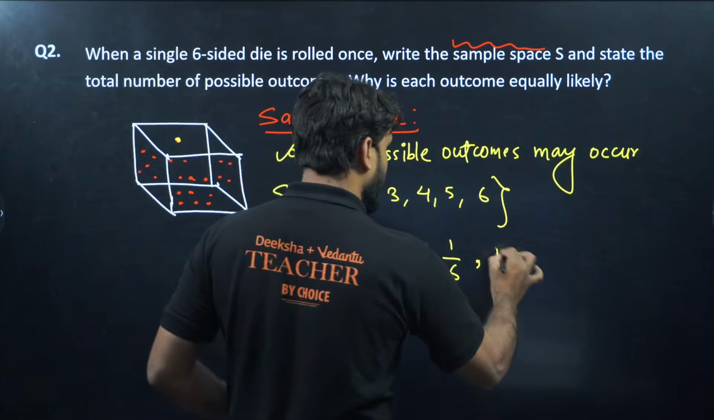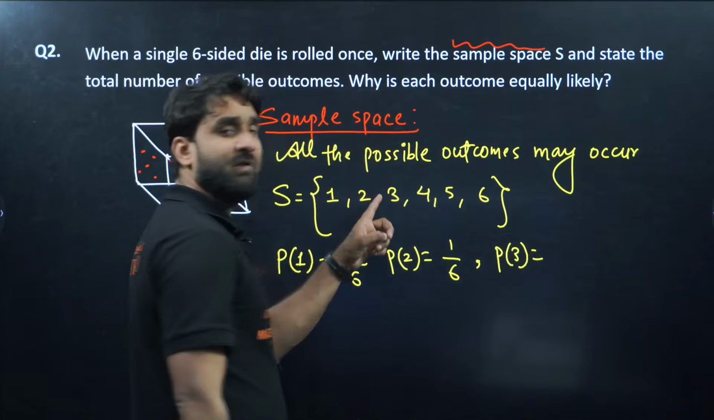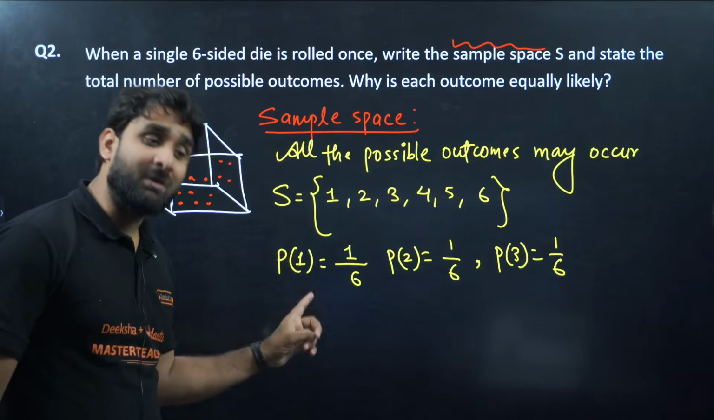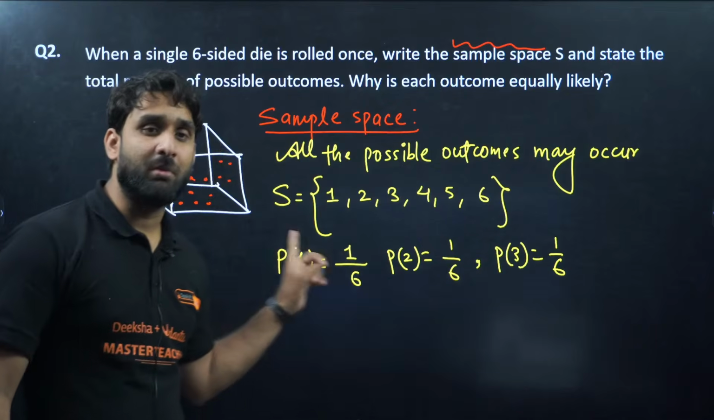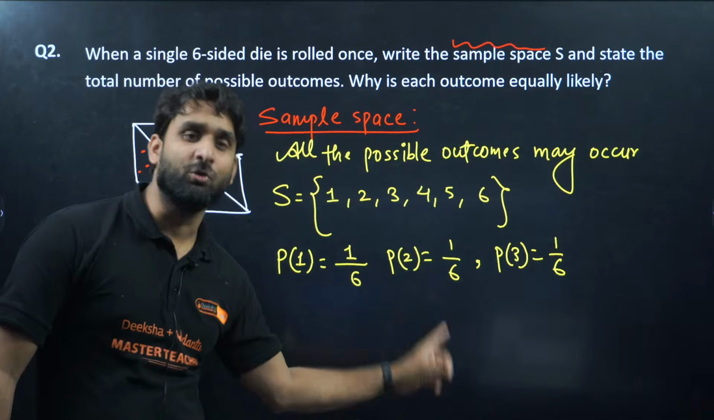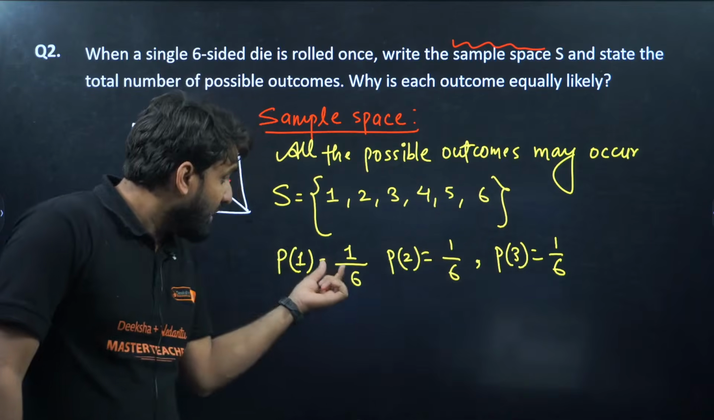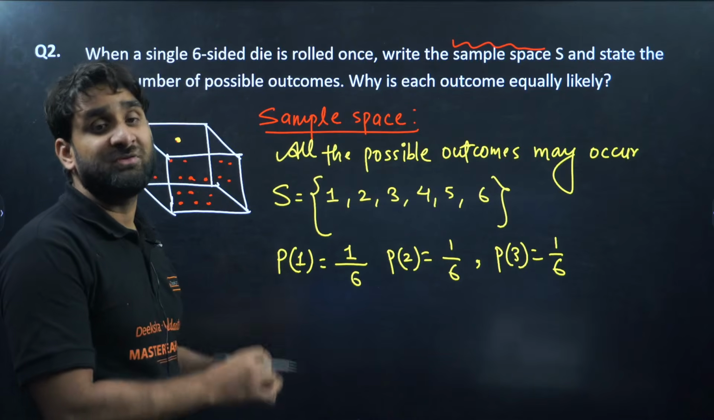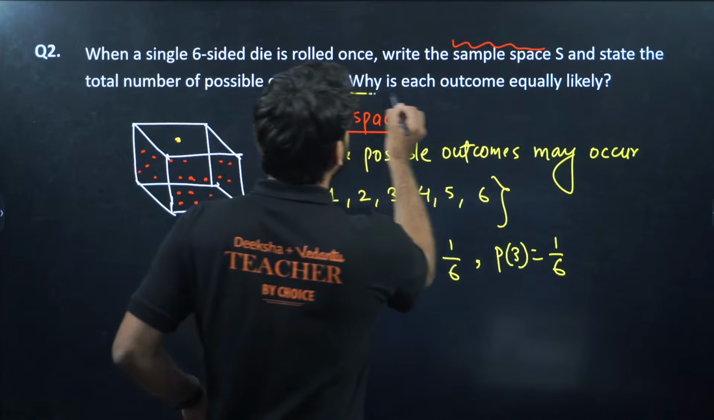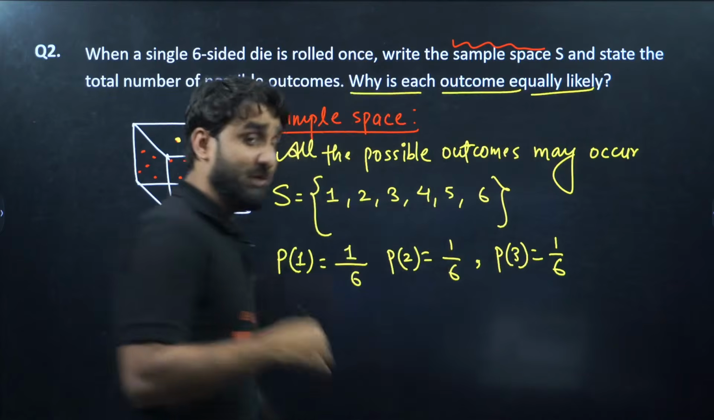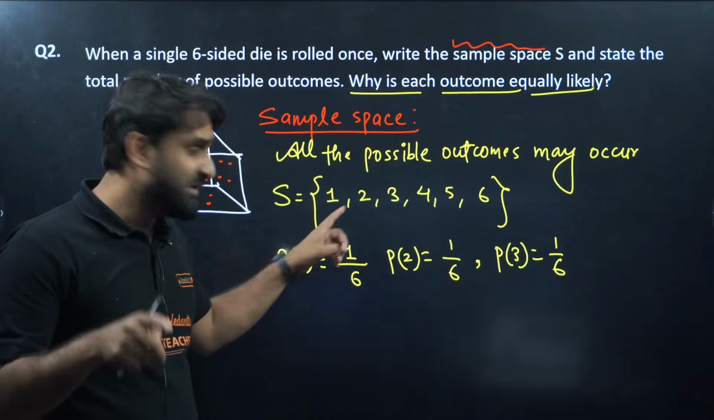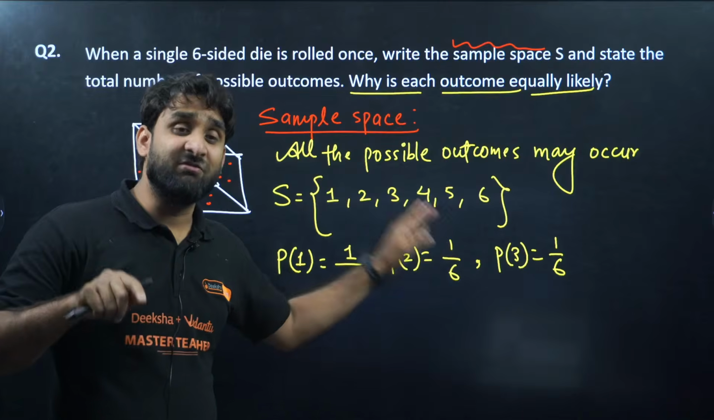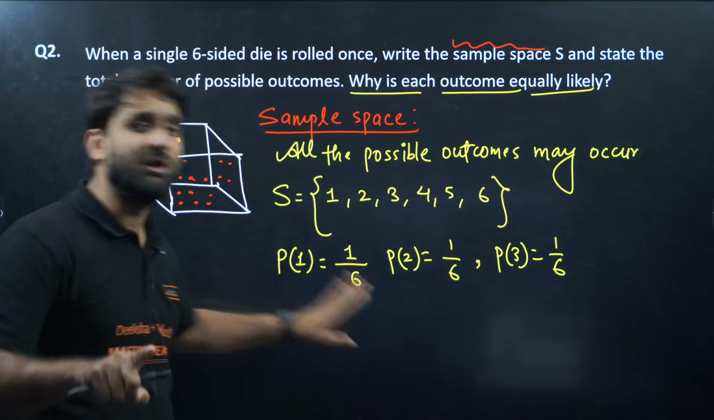If I ask you 3, how many 3s are there? Only 1. And total number of outcomes? 6. So again 1 by 6. So the probability of occurring 1, the probability of occurring 2, the probability of occurring 3, all are 1 by 6. It means that the possibility of all the numbers is equal. So why is each outcome equally likely? Because the number of 1s is 1, the number of 2s is 1, the number of 3s is 1, the number of 4s is 1. Every number is reflecting 1 time. So the possibility will remain the same.